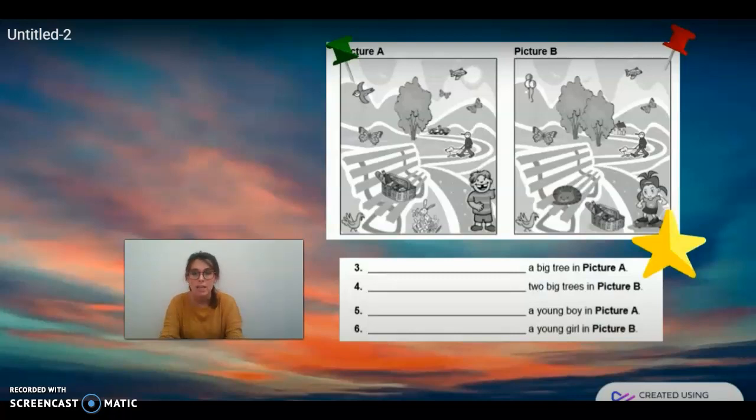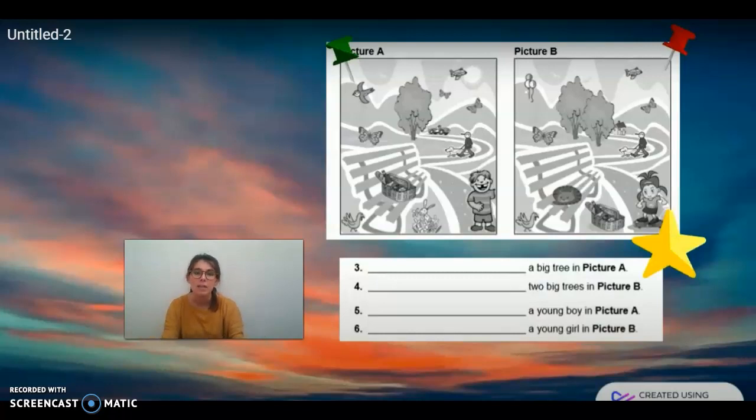and you write it down. In number 4, same story, but this time you focus on picture B. There are big trees, 2 big trees in picture B. There isn't 2 big trees, or there aren't 2 big trees. What do you think? So you write it down in your computers. No printing, no notebooks. You write on the computer.